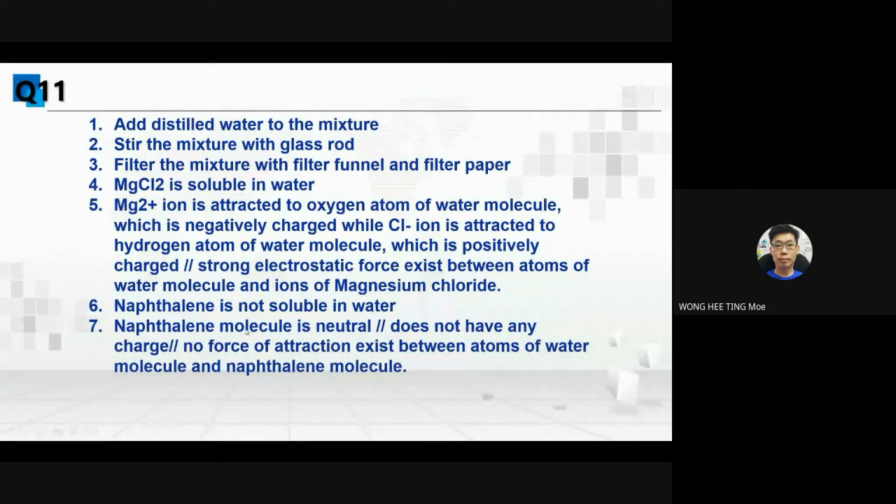Here explain why the ionic compound is soluble in water, and here explain why the covalent compound cannot dissolve in water. For me, these two points are not that popular in the SPM. Just for your extra information only.